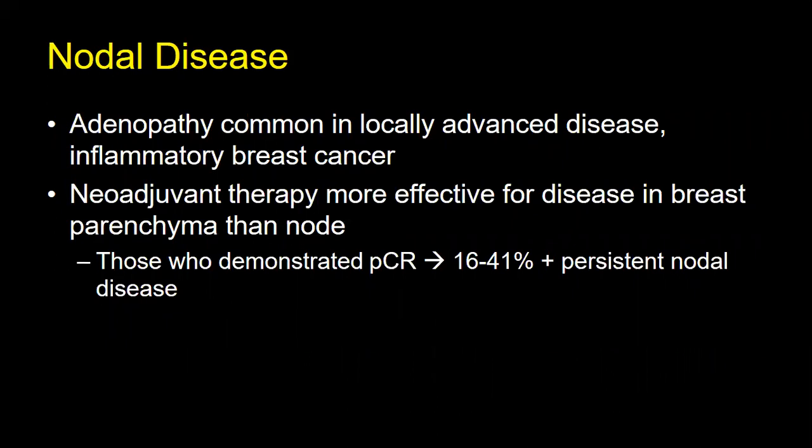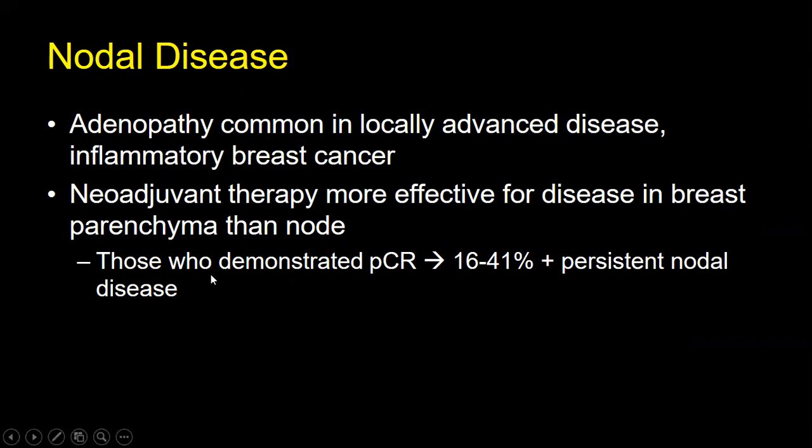Let's look at the nodes now for a bit. Nodal disease is common in patients who get neoadjuvant therapy because these are patients that tend to have locally advanced disease or inflammatory breast cancers. And these are conditions which are very often associated with significant adenopathy. Now, neoadjuvant therapy is more effective for cancer in the breast parenchyma, the breast tissue, than in the nodes.